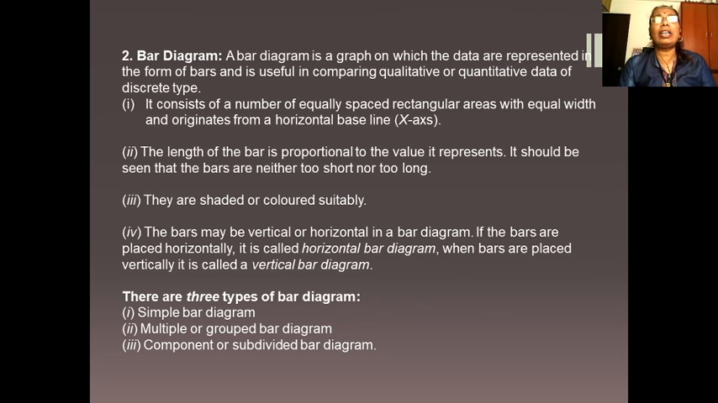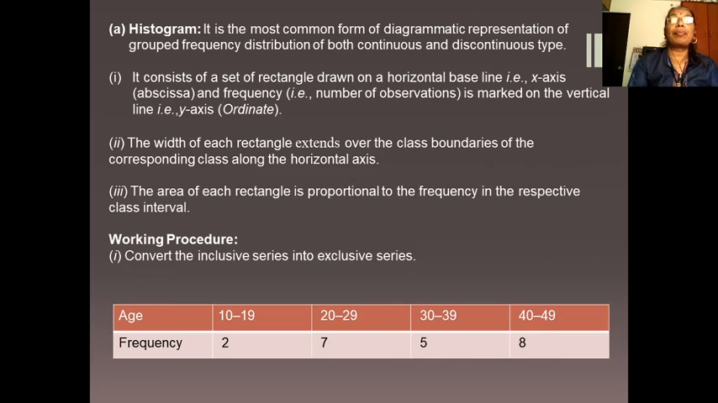They are shaded or colored suitably. For our convenience, for differentiation, we have to color these bars as well as give them shading. The bars may be vertical or horizontal in a bar diagram. If the bars are placed horizontally, it is called a horizontal bar diagram. When the bars are placed vertically, it is called a vertical bar diagram. And there are again three types of bar diagram: simple bar diagram, multiple or grouped bar diagram, and the third is the component or subdivided bar diagram.